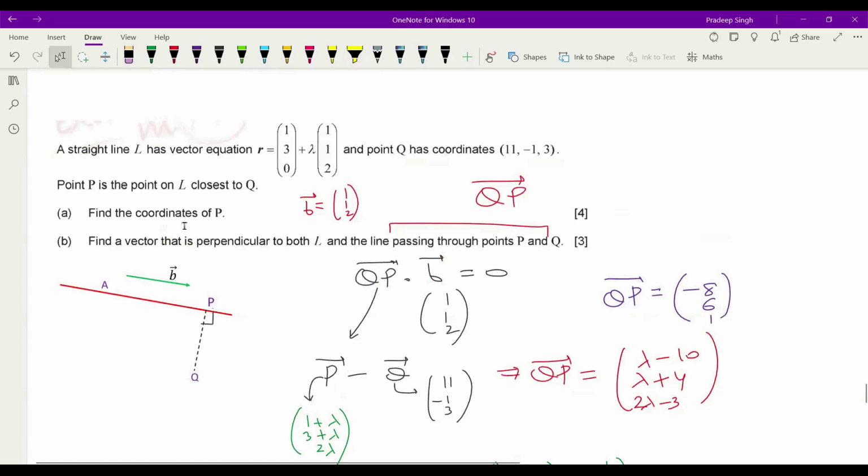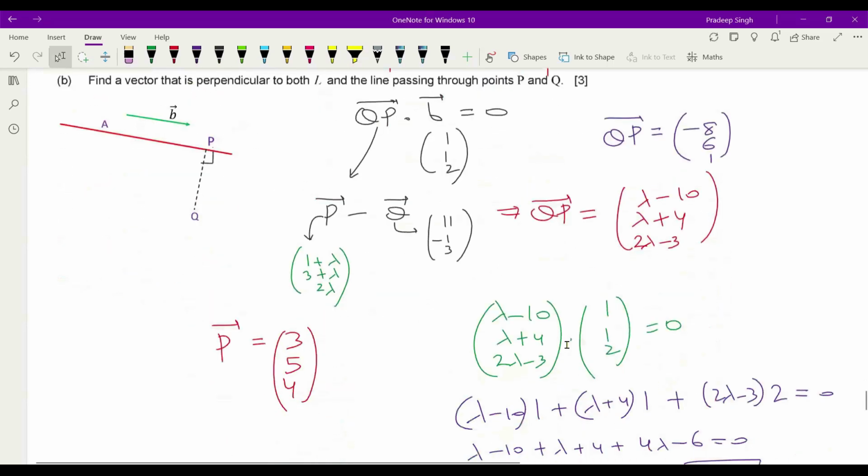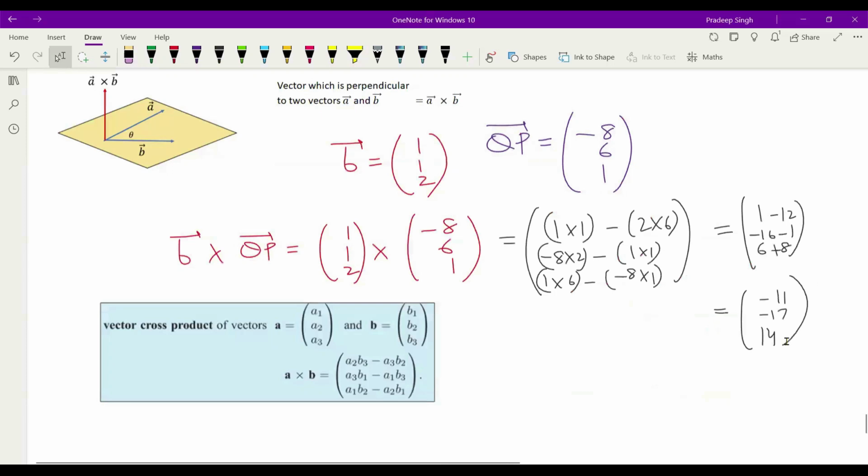Just to recap, whenever we have to find a vector which is perpendicular to two given vectors, you need to find the cross product between the two vectors. In this case, it was B vector, which was the direction vector, and then the QP vector. And that's how we got the answer as this. So the final answer we can also write down in the IJK form: minus 11I minus 17J plus 14K.